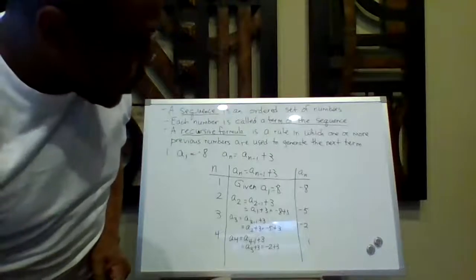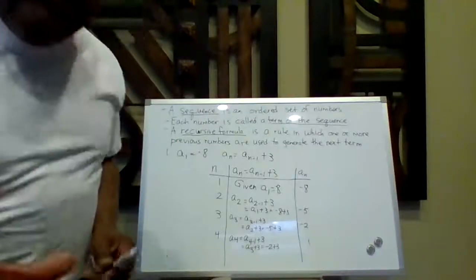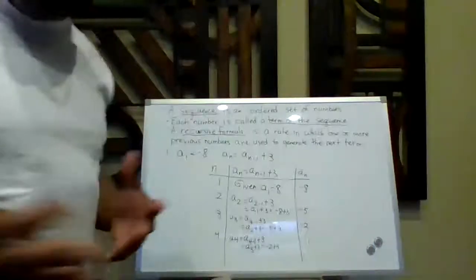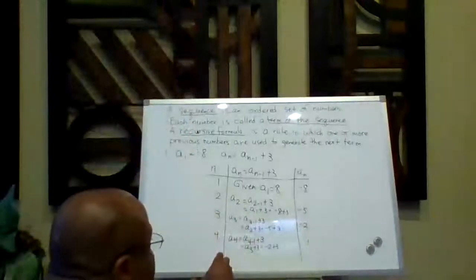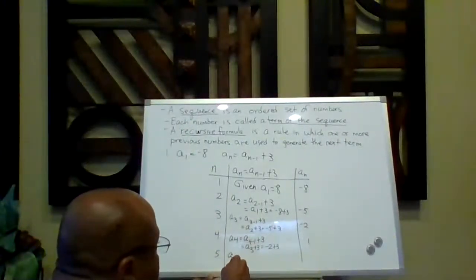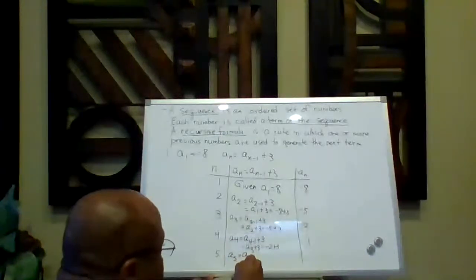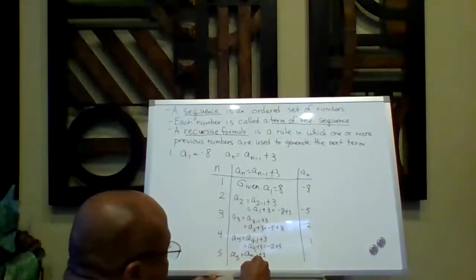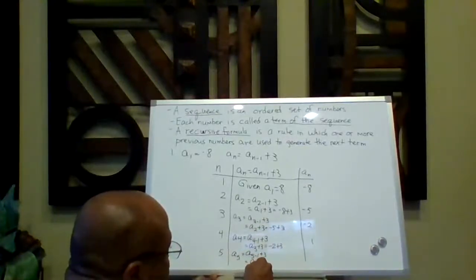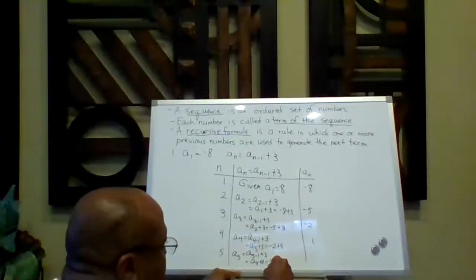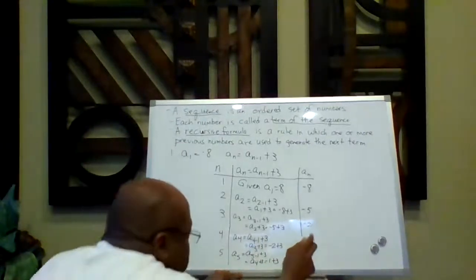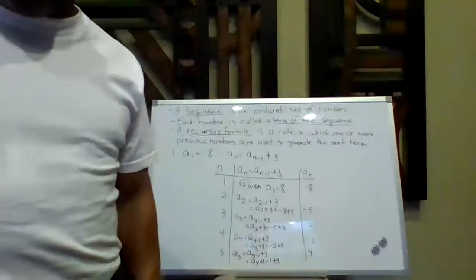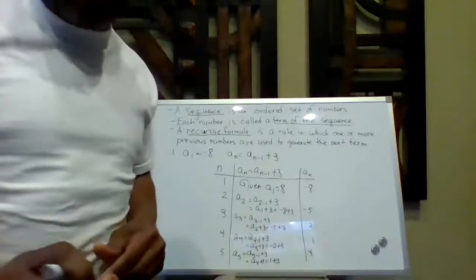Hope you guys are getting this. It's very easy. Now, the last one is we want to find that fifth term. So we want to find a sub 5. I'm looking at a sub 5 equals a sub 5 minus 1 plus 3. And 5 minus 1 is 4. So a sub 4 plus 3. A sub 4 gives us 1. 1 plus 3 is 4. So now we have our first 5 terms of this sequence.